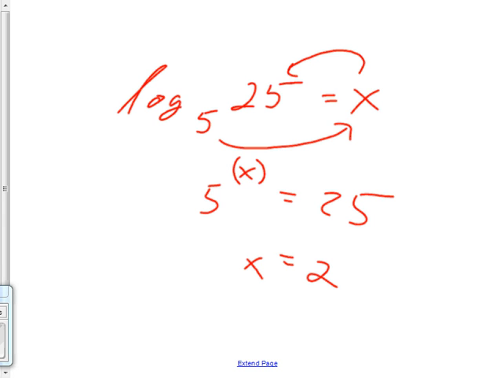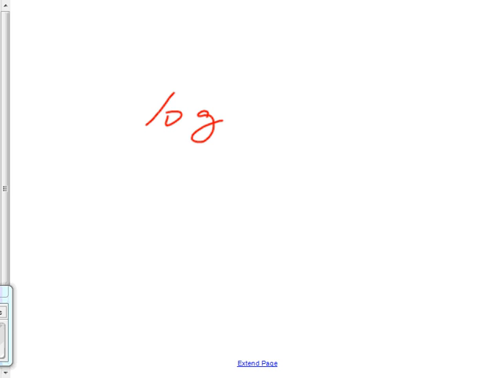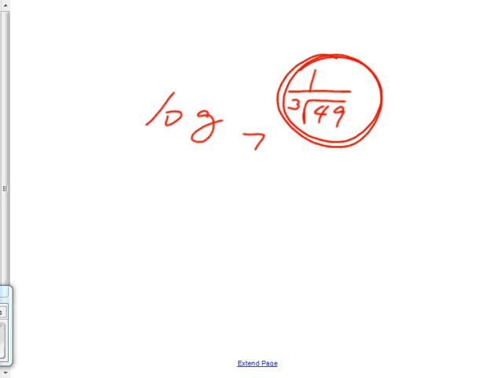Now there's another way to solve that, and that's if you use this pattern. If I could rewrite this 25 as 5 squared, if this number and this number are the same, then the answer is the exponent. All right, so I could use that same thing to do log base 7 of 1 over the cube root of 49, because I could rewrite that as a 7 to a power, and then I'll have log base 7 of 7 to a power, and what power would it be?